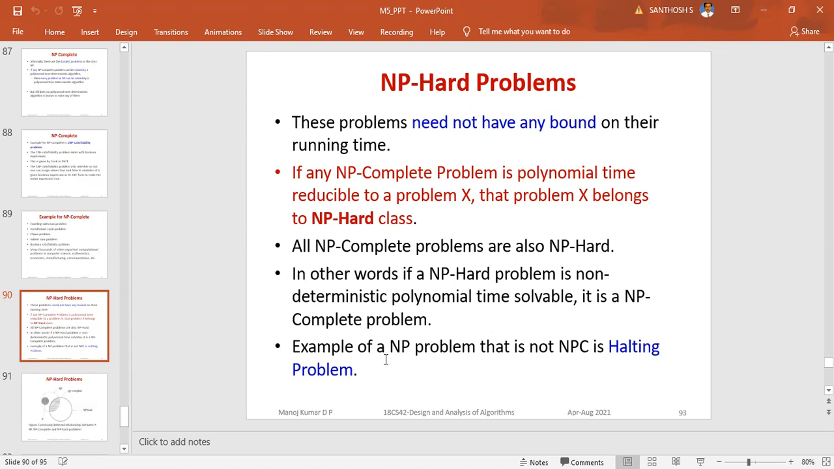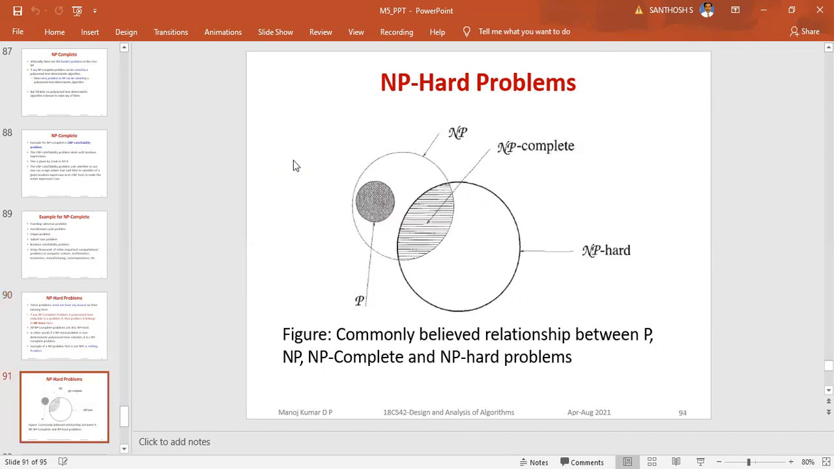So that means an NP problem which is not NP-complete is the halting problem. This is what we can tell for NP-hard. Here the entire thing is called NP, and a small part we call P. Now you come to the hard ones. This is the complete NP-hard. This one is NP-complete.